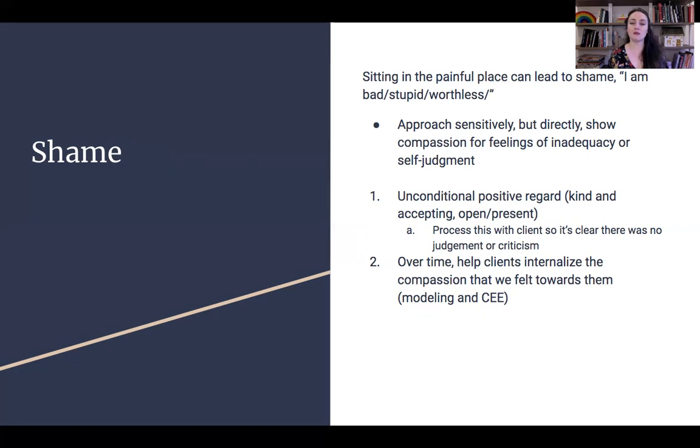And over time, this will help clients internalize the compassion that we have towards them. They internalize it, they integrate it, they feel it to themselves, they bring it out into the world. So here's that modeling and that corrective emotional experience.